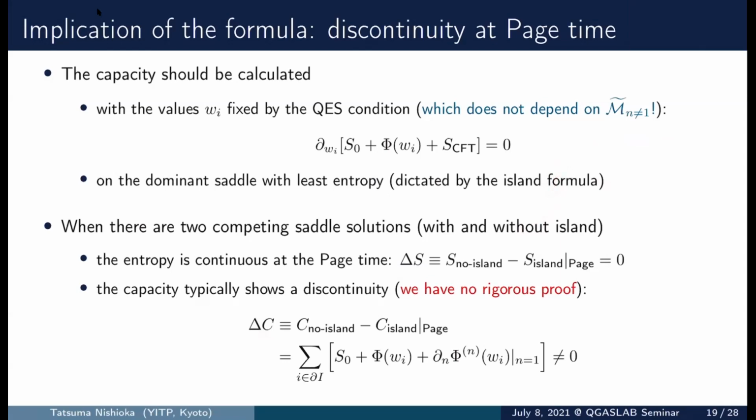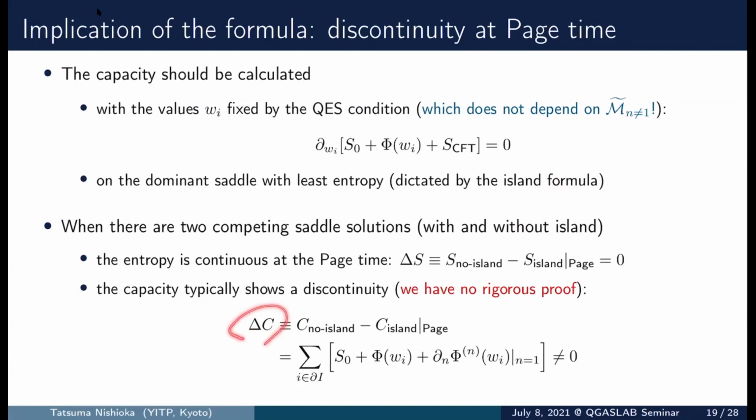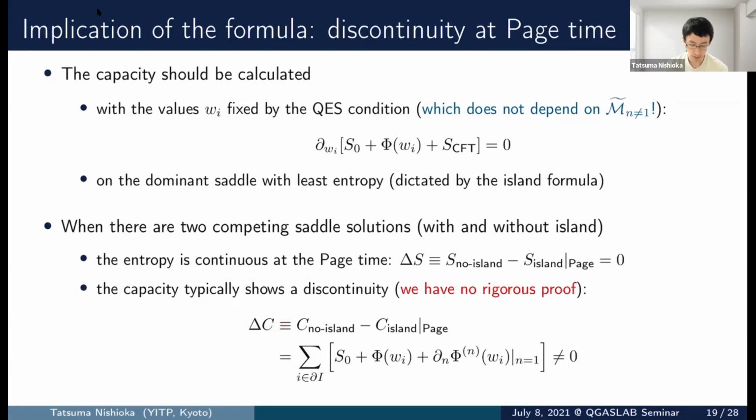Yeah, right. So that would be a first order transition. But of course, this is an analogy. Basically, this capacity provokes some fluctuation around the phase transition, because it measures the variation of the Hamiltonian. So typically it shows a discontinuity at the phase transition point.